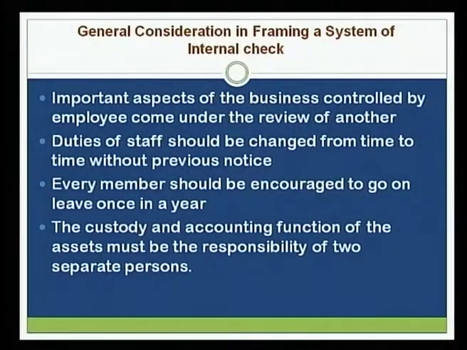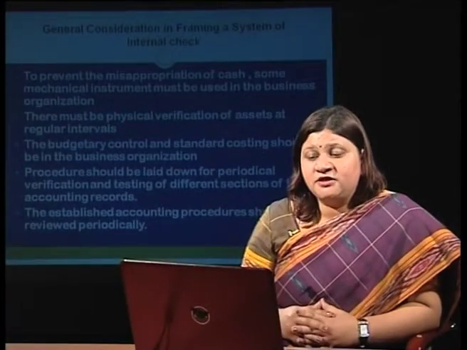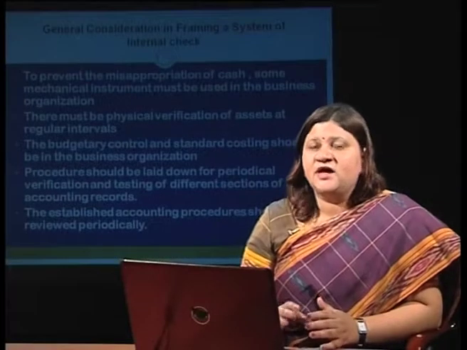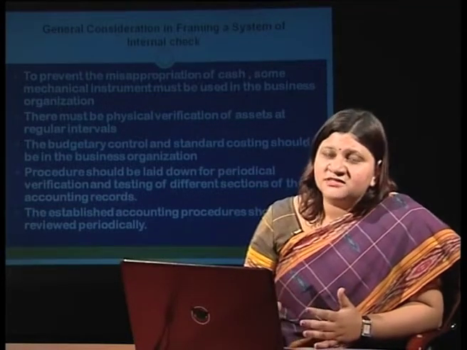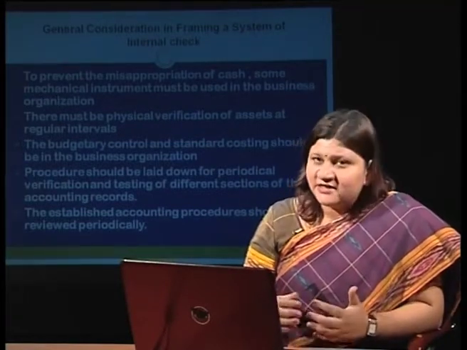The custody and the accounting function of the asset must be the responsibility of two separate persons, so that there can be an internal control check over both of the persons who are responsible for the custody and accounting function of the assets of the organization. Then there is a need to prevent the misappropriation of cash. Some mechanical instrument must be used in the business organization whereby the misappropriation of cash can be controlled, and the triggering positions would be there which will show us that certain chances are there or a misappropriation has taken place, and it could be very easily detected.